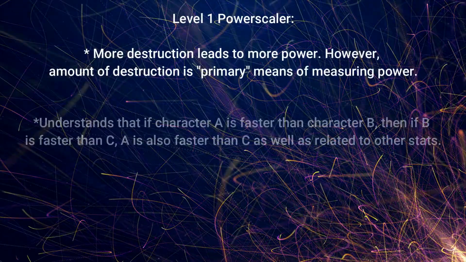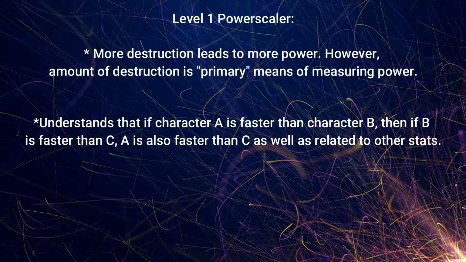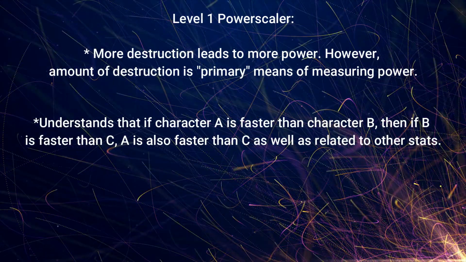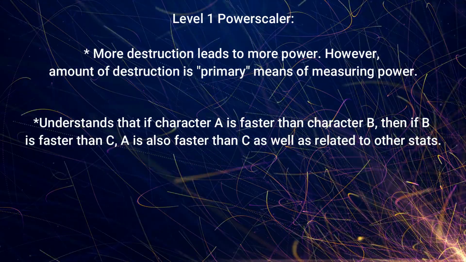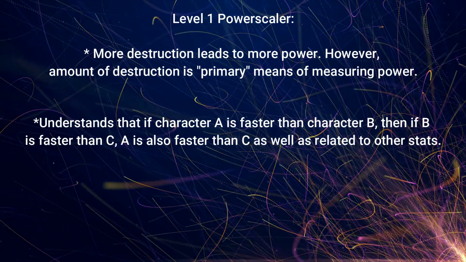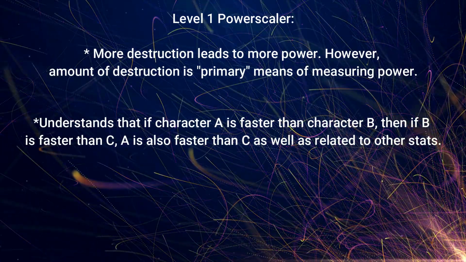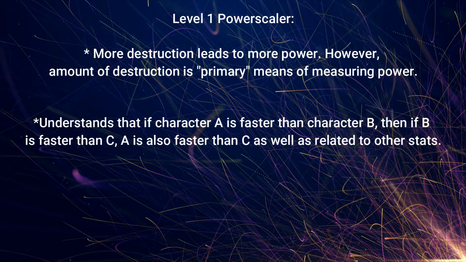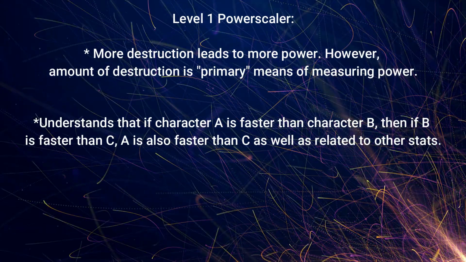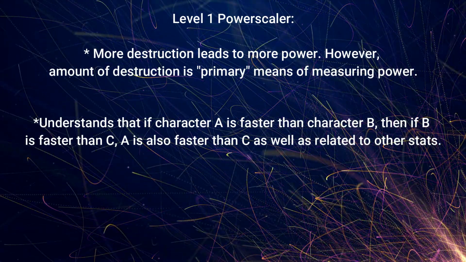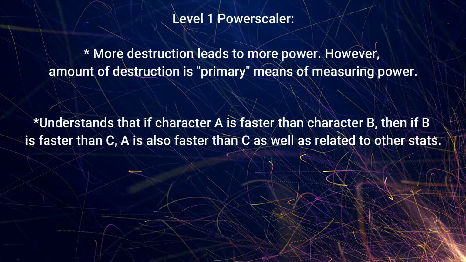However, they will understand that if character A is faster than character B, and B is faster than C, then A is faster than C, as well as other related stats. Speed is just very easy to show for this. That's understood at level 1. Everybody should understand something simple like that.